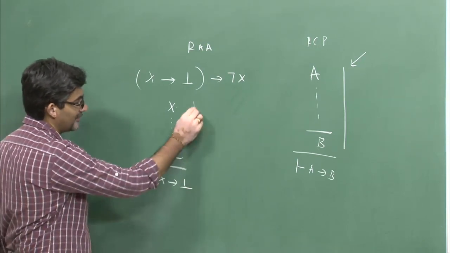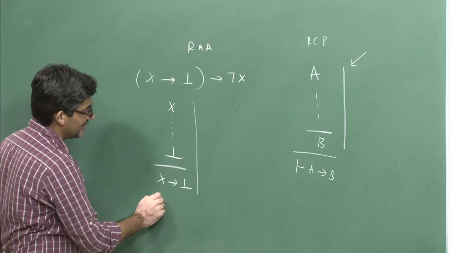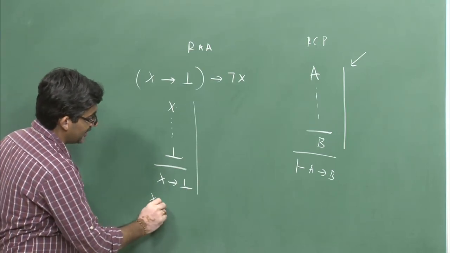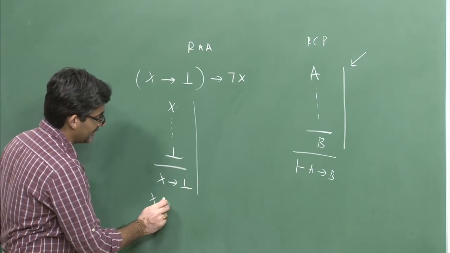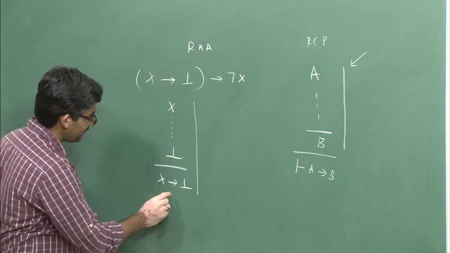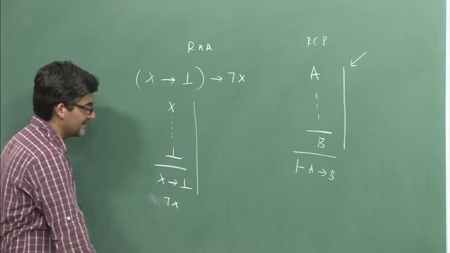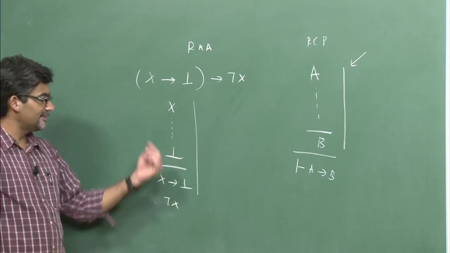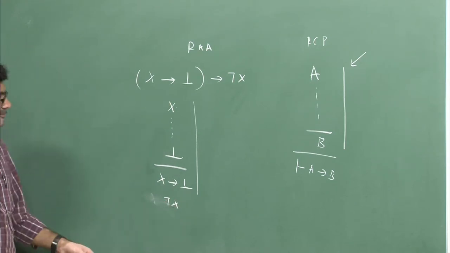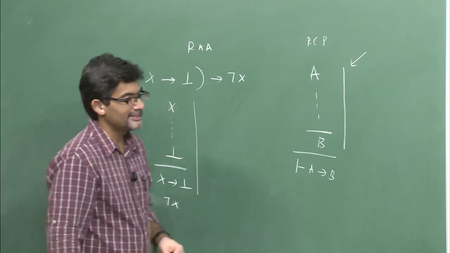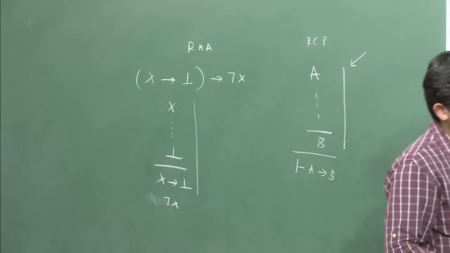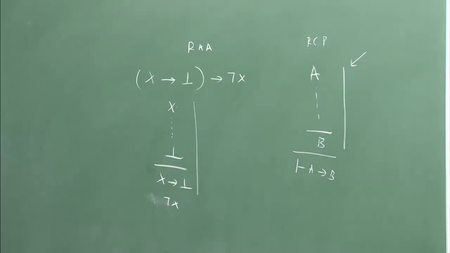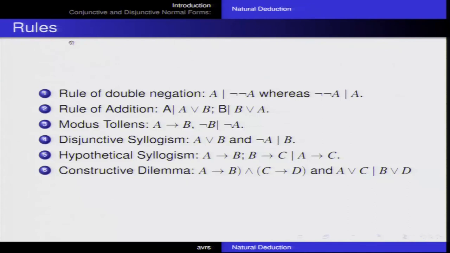So you draw a line like this and then you say that X implies contradiction, which means not X is true. So instead of X you have to assume not X. This is what is called the reductio ad absurdum method. These are the two things which you will employ in the natural deduction method.